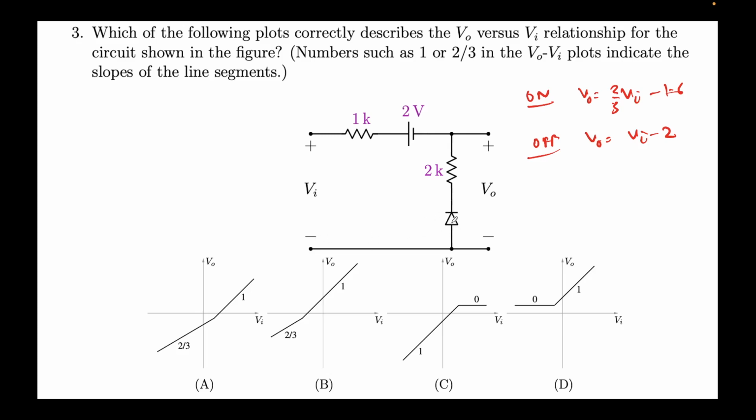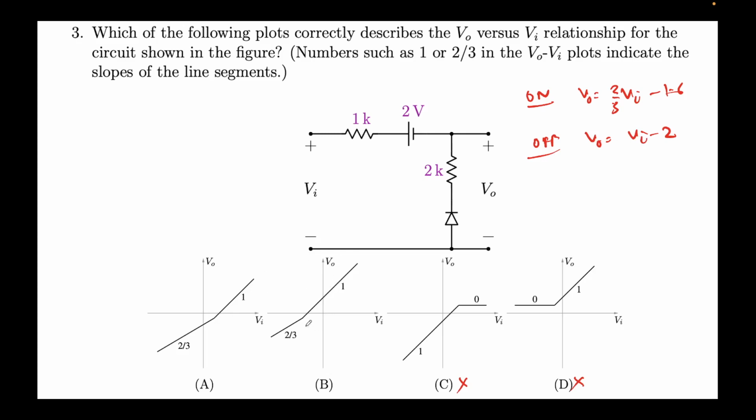So this diode will be turned on. We can clearly see for large negative biases, the diode is turned on, and the slope should be 2 by 3. So the answer should be A or B. C or D cannot be an option. And for large positive voltages, this diode will be reverse biased, and thus we should have the off condition, and thus the slope should be 1. So it's one of these options.